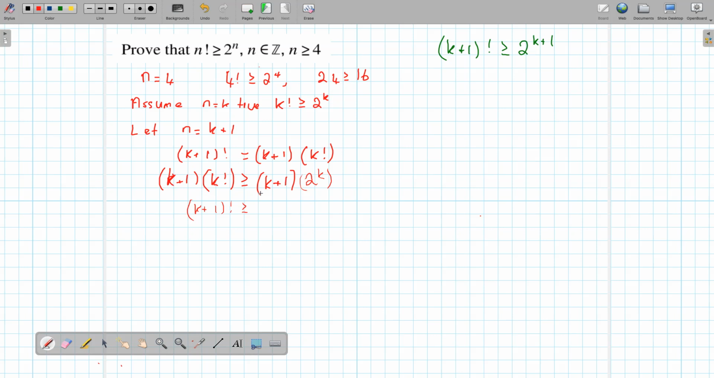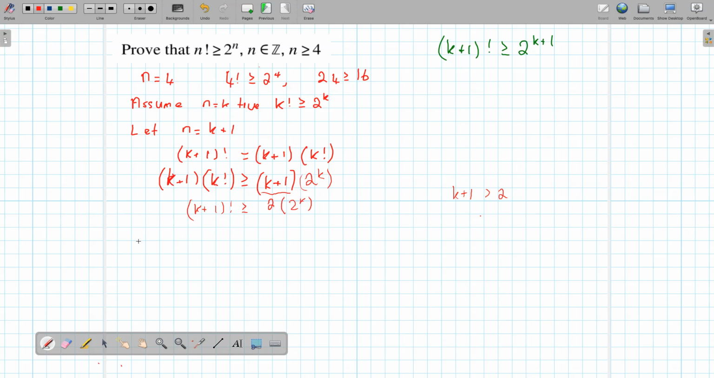Now this k plus 1 here, I know that k plus 1 is greater than 2, because k is an integer bigger than 4, so even the smallest value is 5, and that's bigger than 2. So I can replace this k plus 1 with a 2. And of course, 2 times 2 to the k is exactly the same as this line here. So this has done the proof with the inductive part.